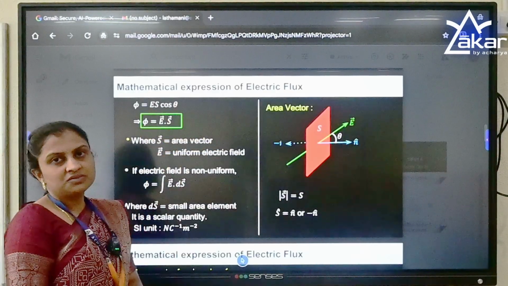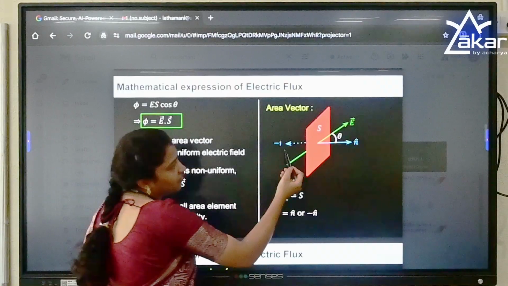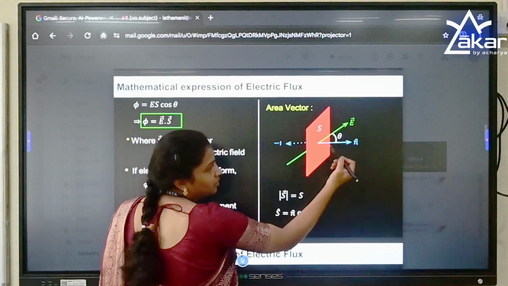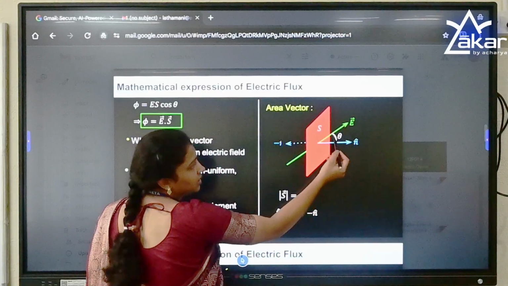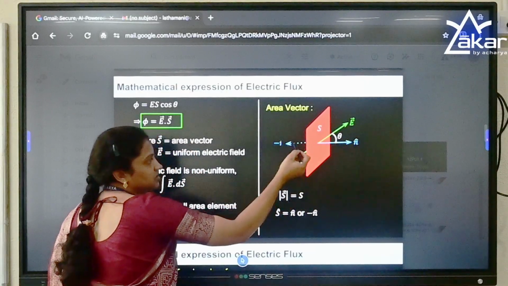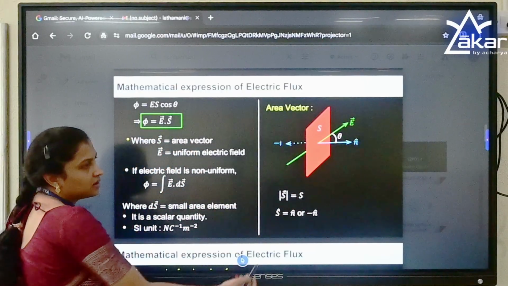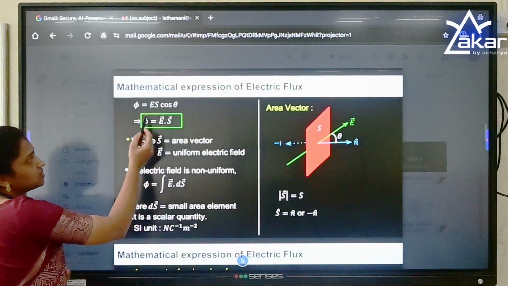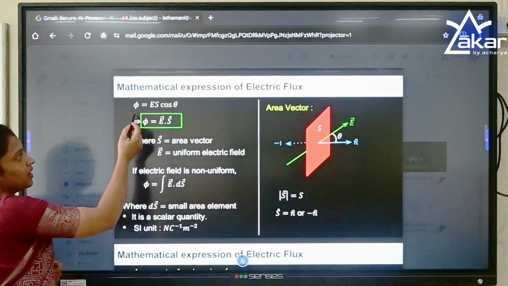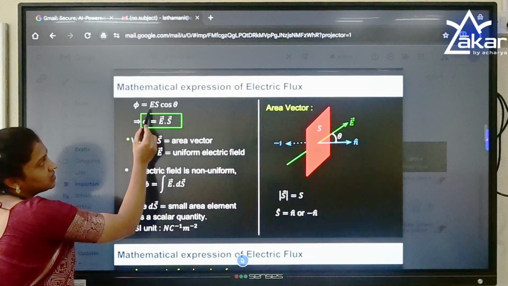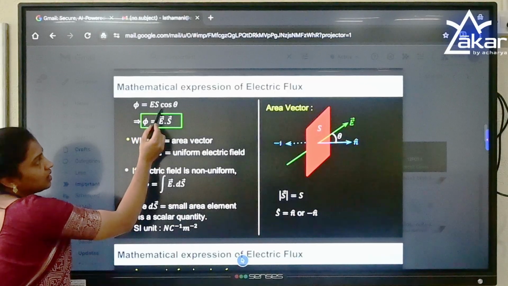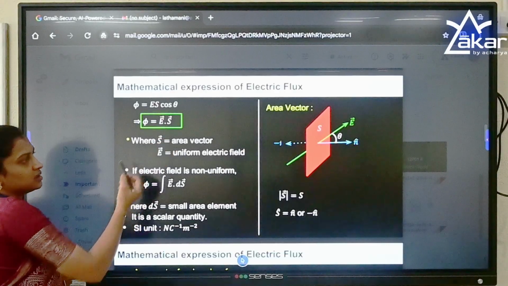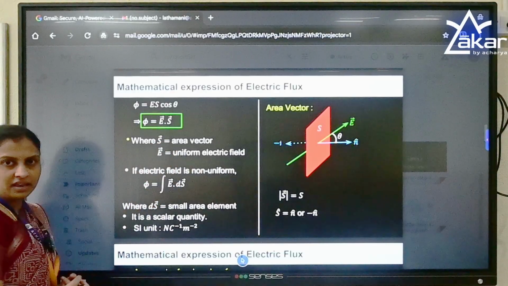Next is the mathematical expression for electric flux. We know the number of field lines passing through the surface, where E is the electric field and N is the number of field lines. This is the area vector, and it makes an angle theta. This is a surface, so the magnitude of S is equal to S. Then S cap is equal to N cap or minus N cap. The electric flux, which we denote by phi, is equal to E S cos theta. We can also write it as phi is equal to E dot S, where E is the uniform electric field and S is the area vector.